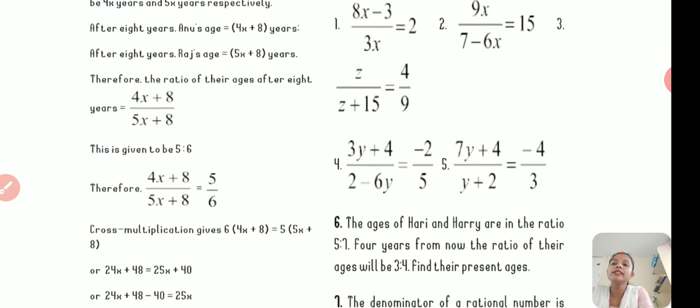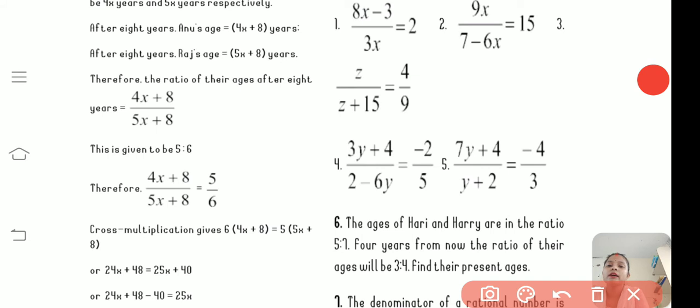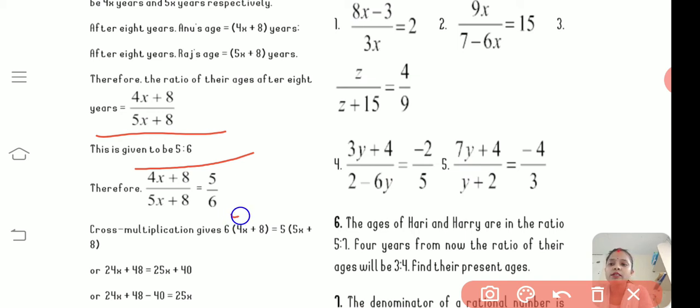According to the question, the ratio of their ages after 8 years is 4x plus 8 upon 5x plus 8. This is the ratio of their ages. But it is given that after 8 years the ratio of their ages will be 5:6. So according to the question, 4x plus 8 upon 5x plus 8 will be 5 upon 6.